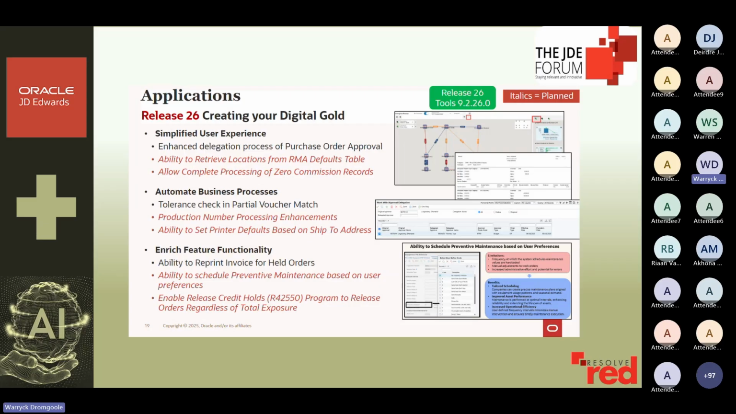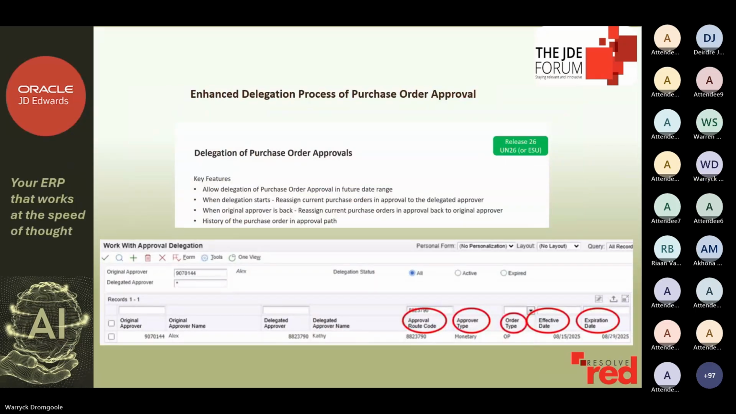Then you have the ability to reprint invoices for held orders. So if a partially shipped order is on hold and you need to reprint an invoice for the customer, a processing option now enables that functionality. And the ones in red is what is planned going forward in release 26.